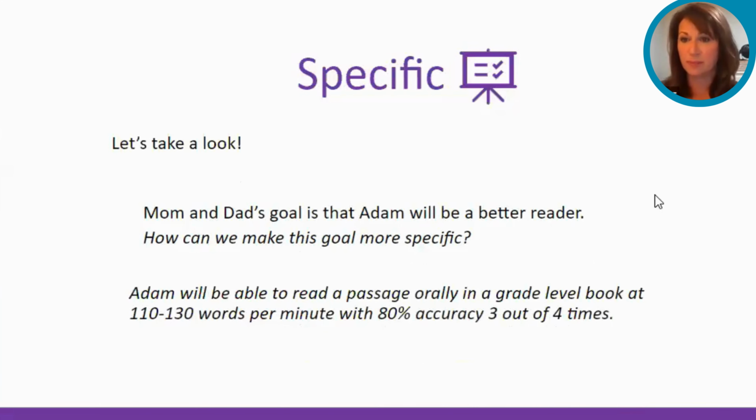But again, that's what, as a parent, we'd come to the table and say, okay, Adam's not reading at grade level, or we're really concerned about Adam's reading. As parents, we bring this up. We can work with the team in writing a goal, but a goal should look more specific. Adam will be able to read a passage orally in a grade level book at 110 to 130 words per minute with 80% accuracy 3 out of 4 times. So again, you can see how that's a very specific goal.